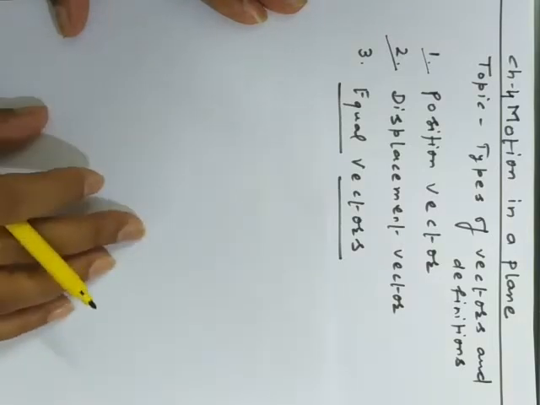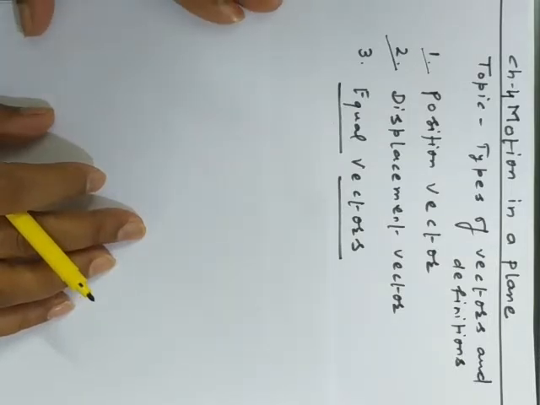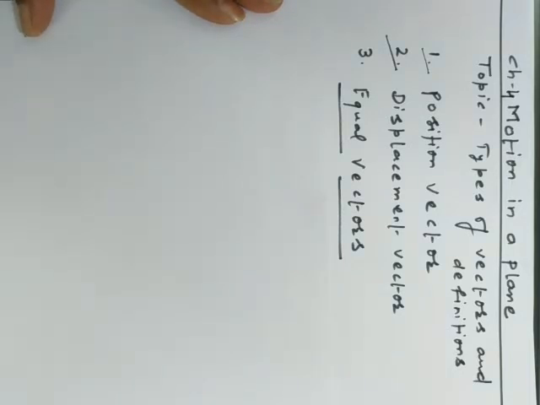Now next we have the equal vectors. Generally, equal vectors are vectors that are equal in magnitude and acting along the same direction. So these are called equal vectors. Simply, two vectors are said to be equal vectors if they have the same magnitude and they are acting along the same direction. So we are drawing the diagrams of the equal vectors.